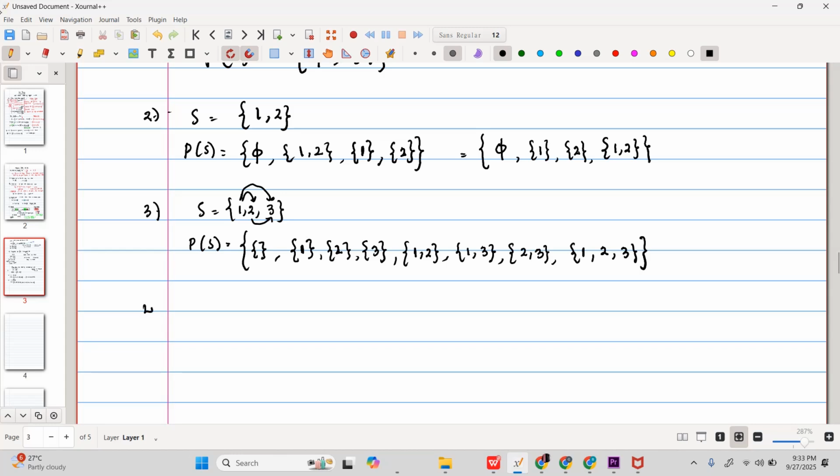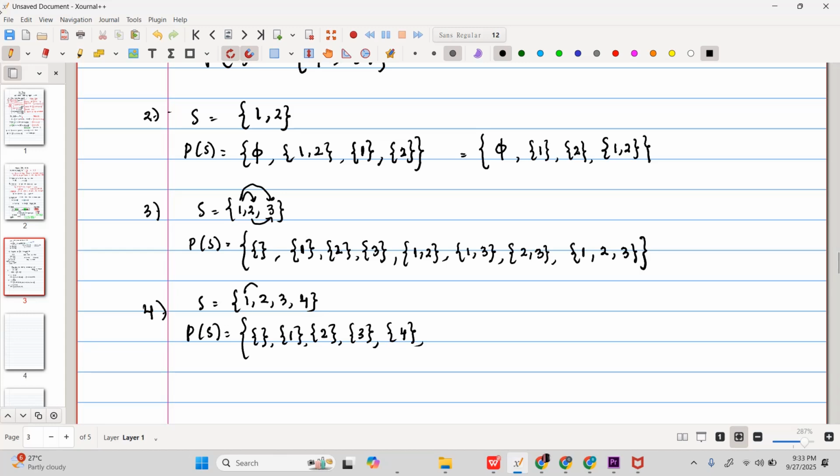Now I'm giving the fourth one, which is {1, 2, 3, 4}. How can I express the power set? First of all, we will write the empty set. Then the singleton sets, which are {1}, {2}, {3}, {4}. After that we will consider the combinations of 2.